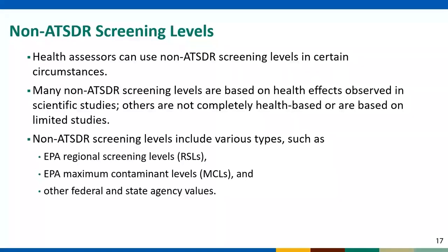There are various types, such as EPA's regional screening levels, EPA's maximum contaminant levels or MCLs, and other federal and state agency values. When looking at these values, you need to understand how the non-ATSDR screening level was derived to ensure that it's appropriate for human health evaluation. For example, some states go through a very rigorous peer review process, while others might not. Historically, we have accepted EPA regional screening levels above other sources, but we still need to vet those screening levels to make sure that they are protective at our sites.